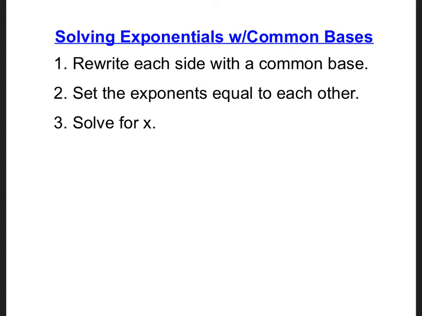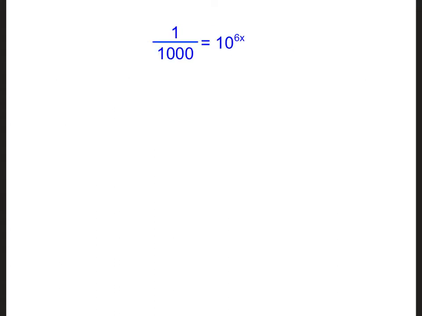All right, for our first problem, we have 1 over 1,000 equals 10 to the power of 6x. Now I notice here that my base numbers are 10 and 1 over 1,000. Now I don't really want to work with fractions. You're going to want to change each of your fractions into a whole number, and in order to do that, you are going to change your exponent.